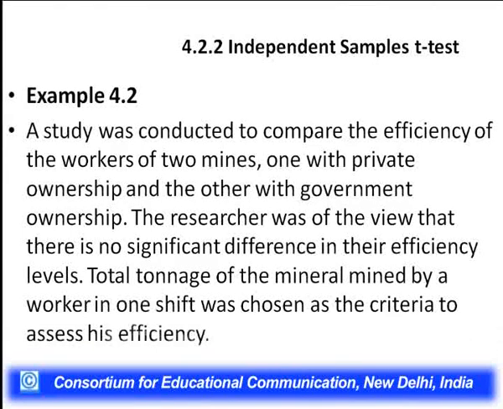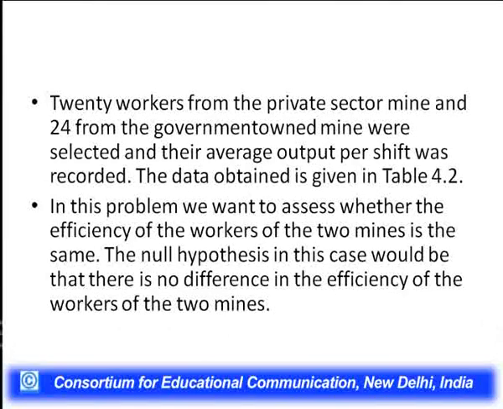Total tonnage of the minerals mined by a worker in one shift was chosen as a criterion to assess his efficiency. 22 workers from the private sector mine and 24 from the government owned mine were selected, and their average output per shift was recorded. The data obtained is given in table 4.2. In this problem we want to assess whether the efficiency of the workers of the two mines is the same. The null hypothesis in this case would be that there is no difference in the efficiency of the workers of the two mines.